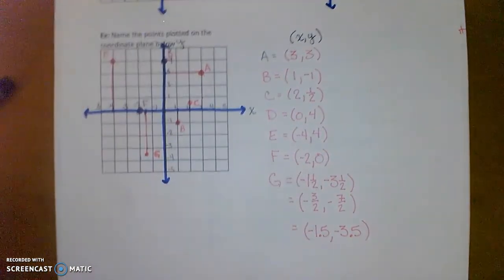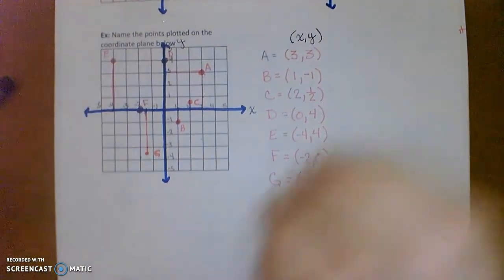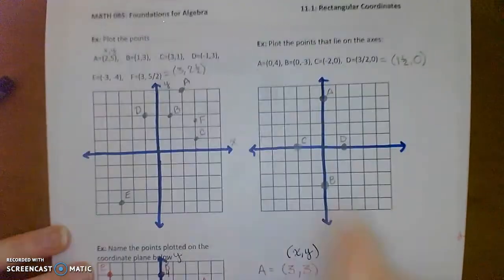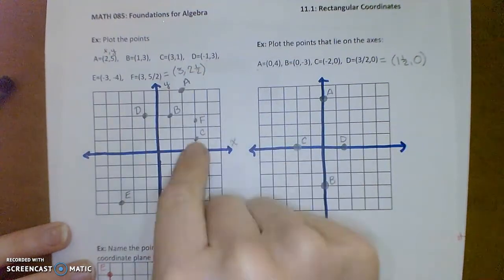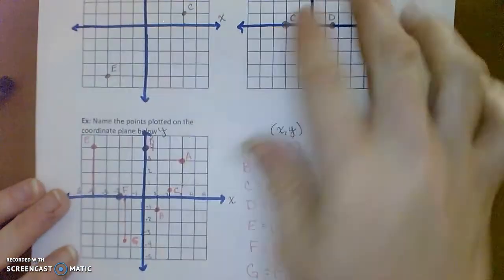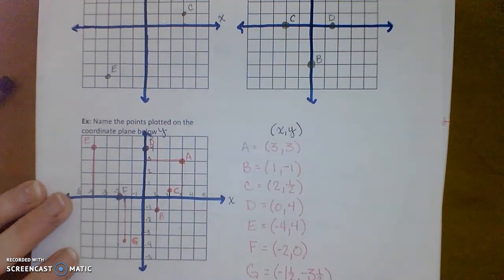All right, so go ahead and try the problems in this section. Again, what you're going to be asked to do is, given coordinate pairs, plot them in the plane, and also, given some points that are plotted, name the coordinate pairs.